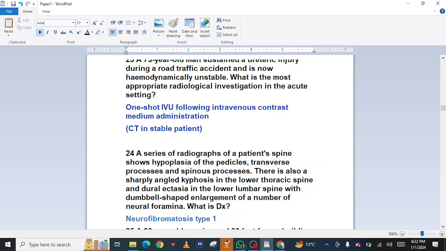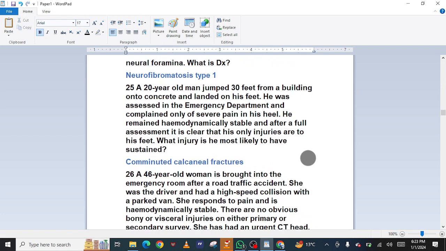24. A series of radiographs of a patient's spine shows hypoplasia of the pedicles, transverse processes, and spinous processes. There is also a sharply angled thoracic spine and dural ectasia in the lower lumbar spine with dumbbell-shaped enlargement of a number of neural foramina. What is the diagnosis? Neurofibromatosis 1.